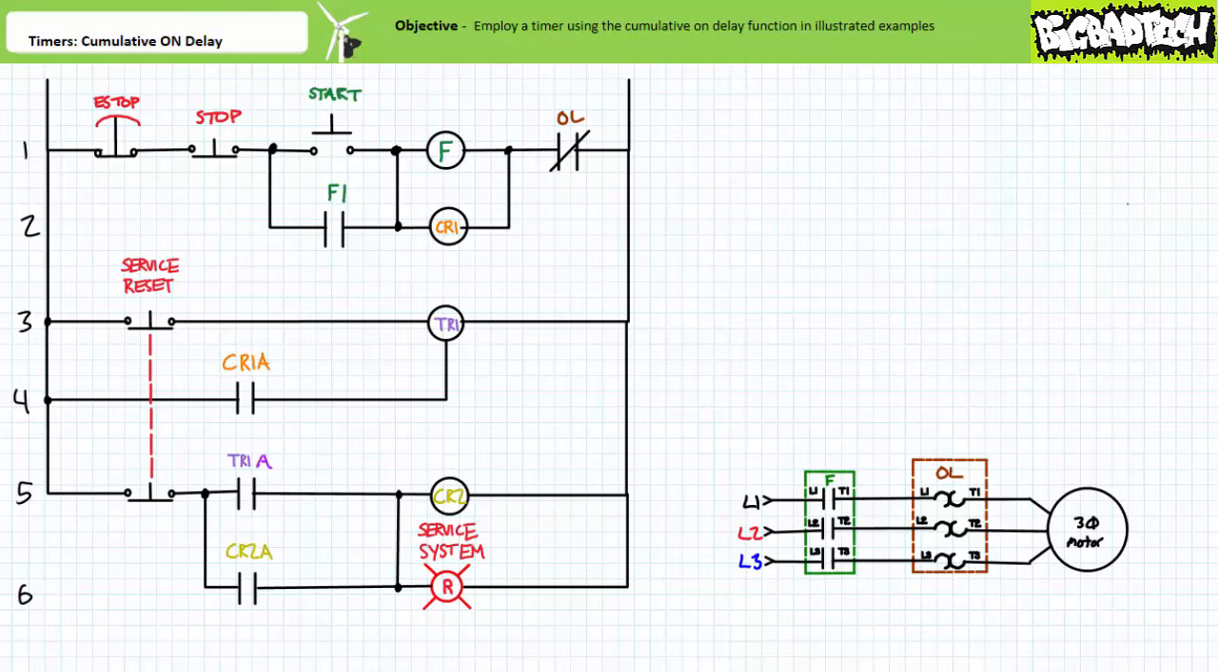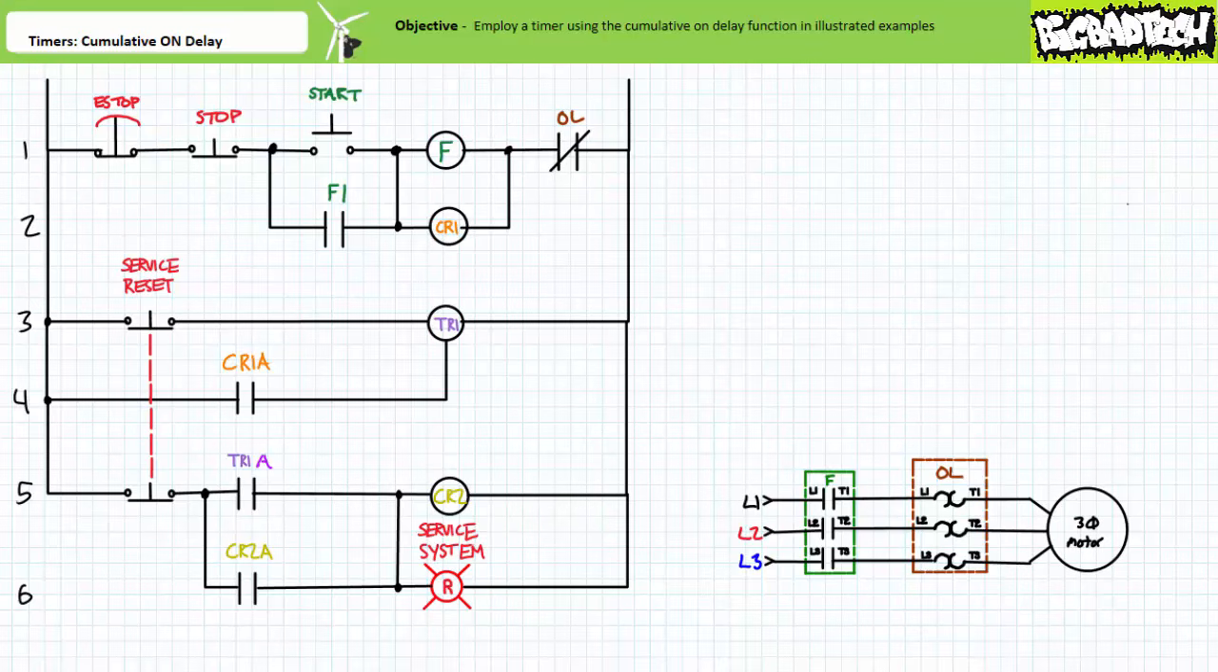Allow me to demonstrate. Rungs 1 and 2 contain a regular 3-wire control circuit that selectively energizes or de-energizes the F contactor coil, as well as the coil of a regular control relay, CR1. When an operator presses and releases start, the F contactor coil will be energized, the F primary contactor will close, and the coil of control relay CR1 will be energized.